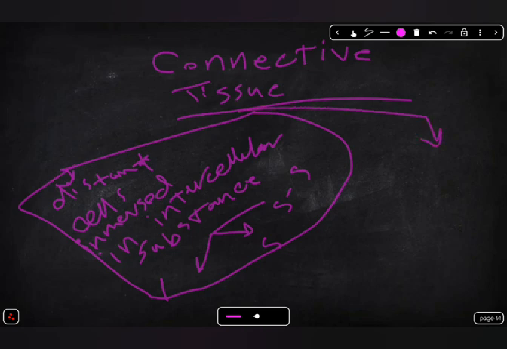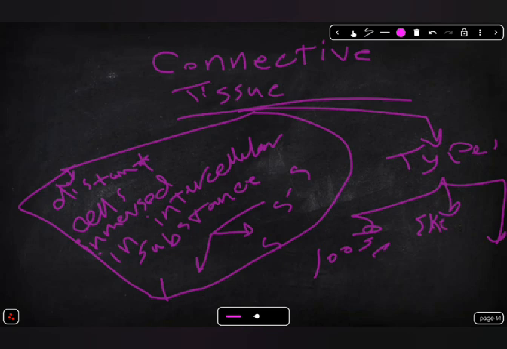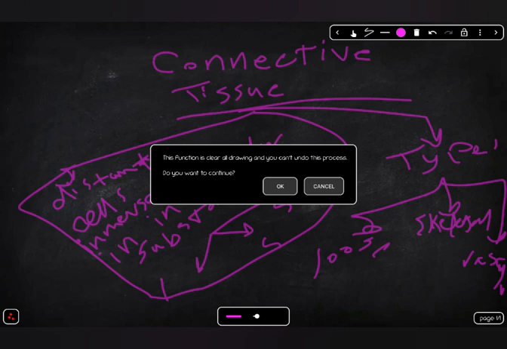Number 2, the types of connective tissue. I have 3 types of connective tissue: loose connective tissue, skeletal connective tissue, and vascular connective tissue. We will take the first type, connective tissue.